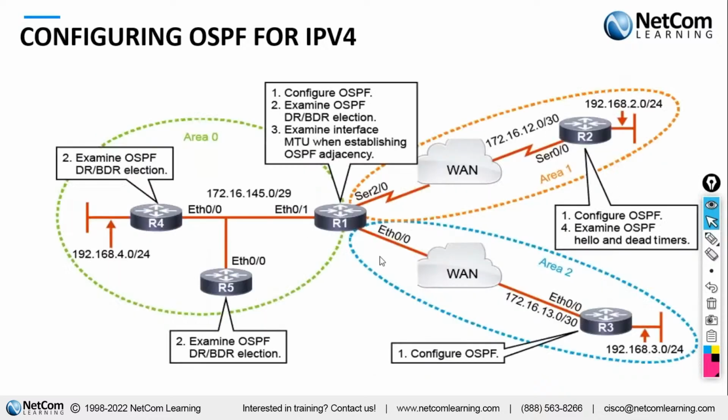Now, how can we configure? See, this one is R1. R1 has three interfaces: Ethernet 0/1, serial 2/0, and Ethernet 0/0. If you notice, one interface is in area 1, another interface is in area 2, and this interface is in area 0. So this guy is working as an ABR.